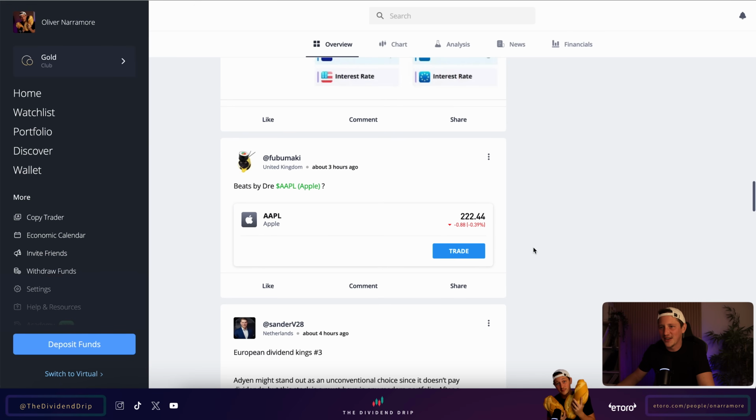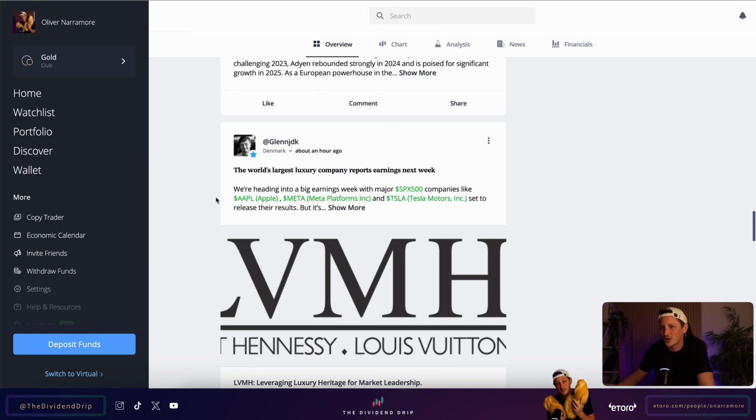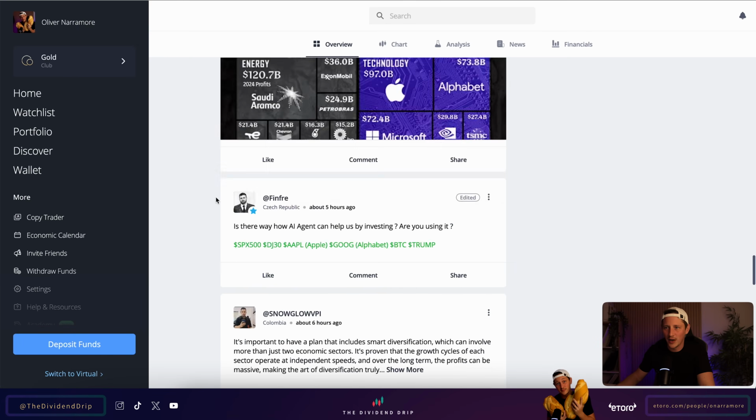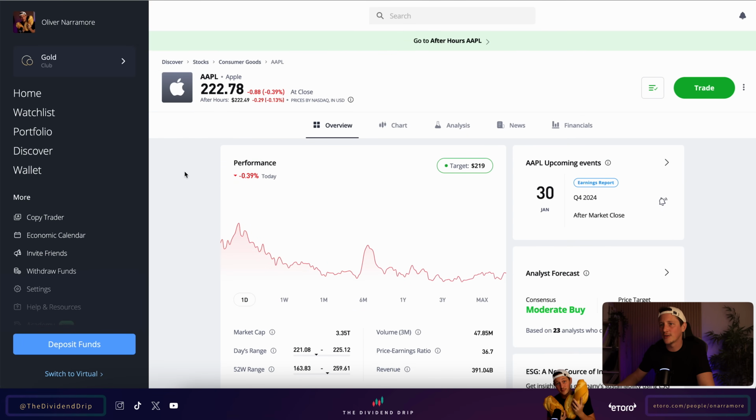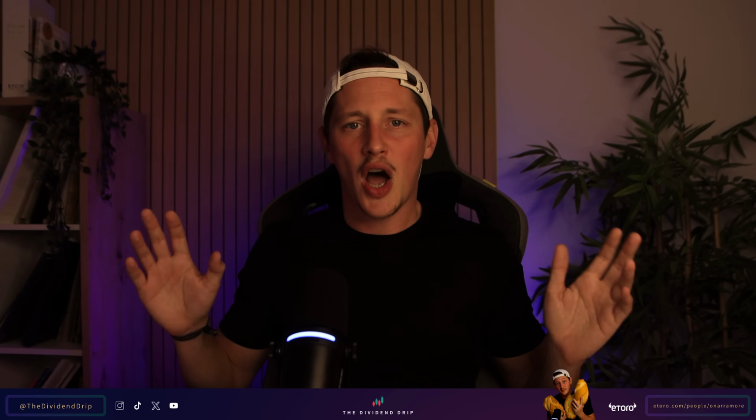So you got everything in there as well. Look, this is someone that has recently opened a trade for Apple. So you can look at what other people are actually trading here as well. So really, really useful. If you need any other advice on that, please do let me know. But I think it's pretty self-explanatory. So that is your highlight or your quick crash course in eToro.